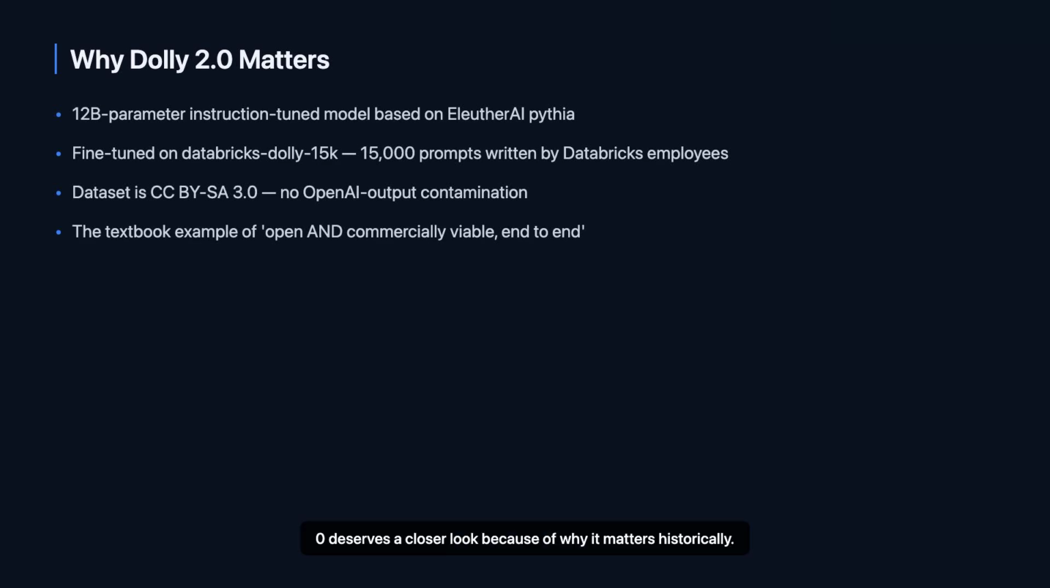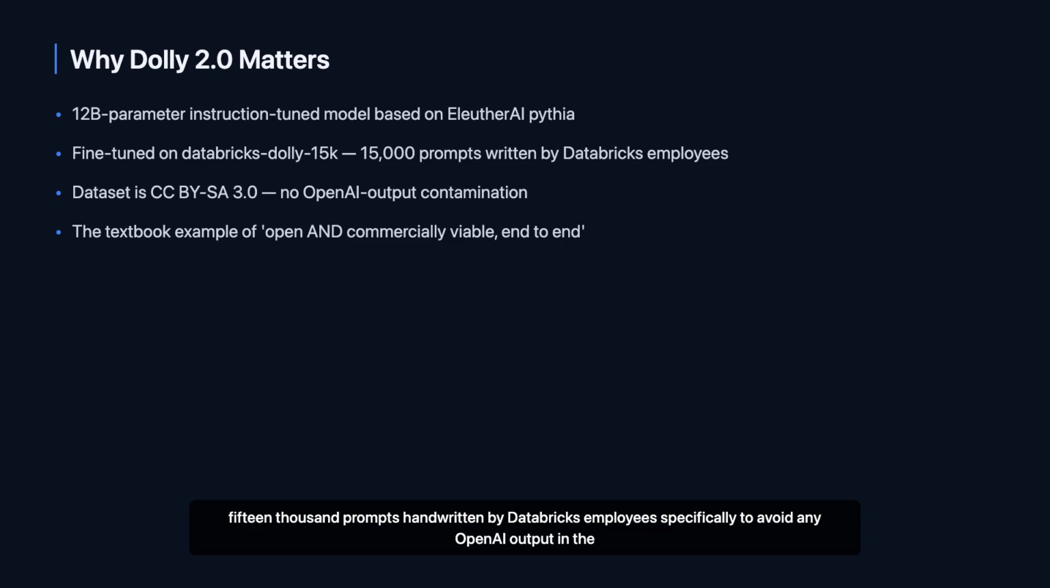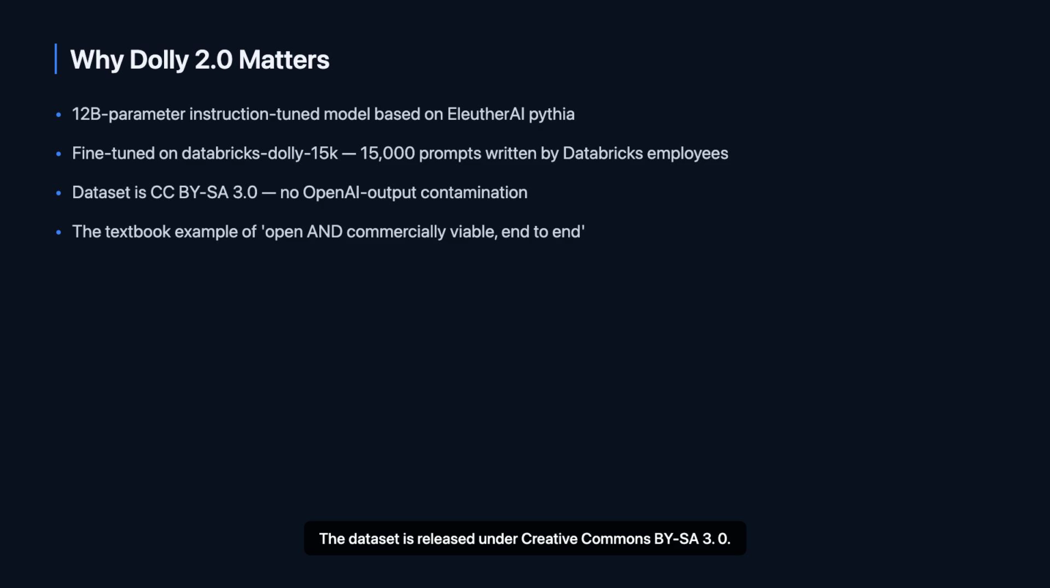Dolly 2.0 deserves a closer look because of why it matters historically. It's a 12 billion parameter instruction-tuned model based on EleutherAI's Pythia. The real story is the training data. It was fine-tuned on Databricks Dolly 15K, 15,000 prompts handwritten by Databricks employees, specifically to avoid any OpenAI output in the training set. The dataset is released under Creative Commons BY-SA 3.0. That clean lineage made Dolly 2.0 the textbook example of a model that is open and commercially viable end-to-end, code, weights, and dataset.